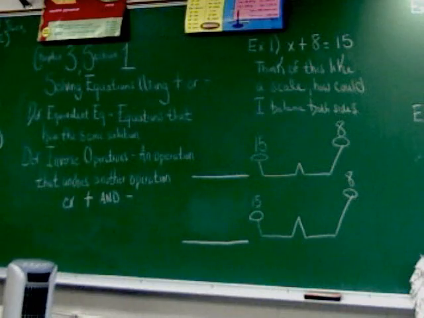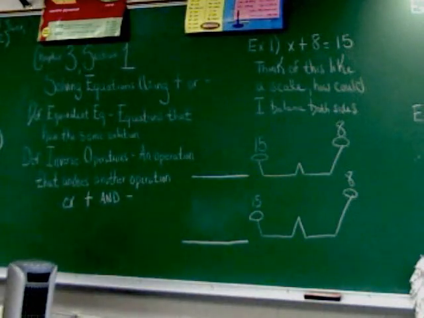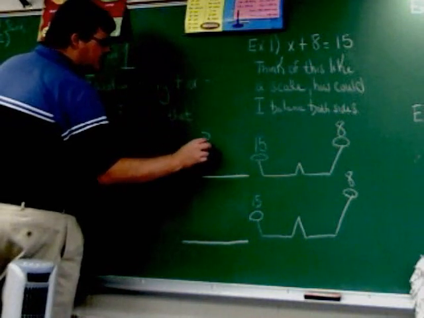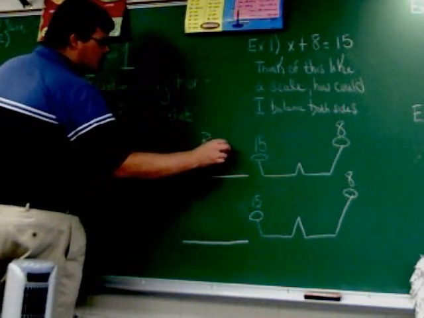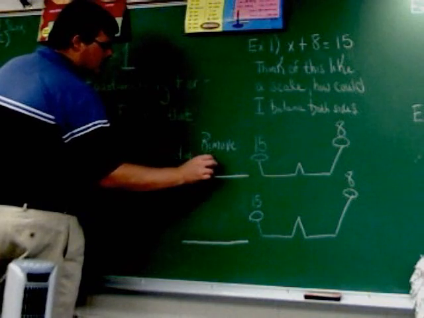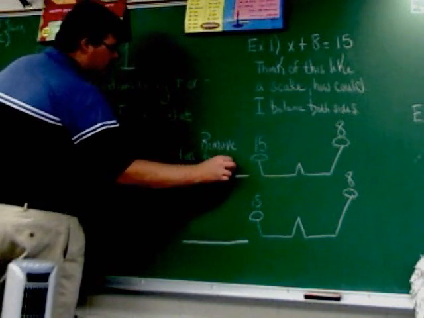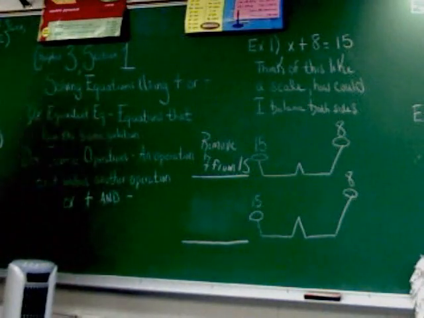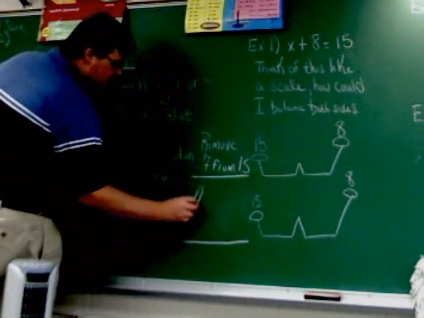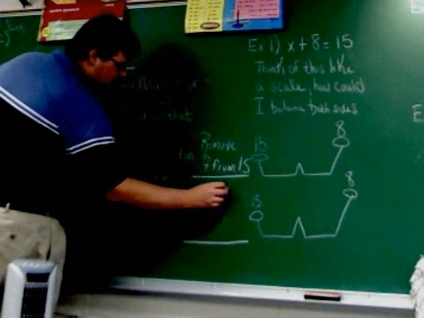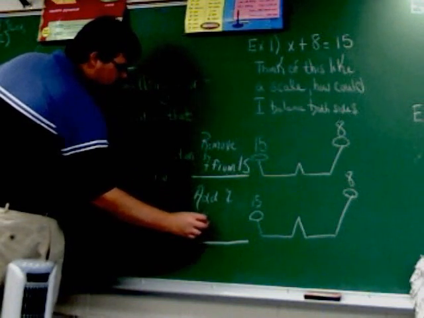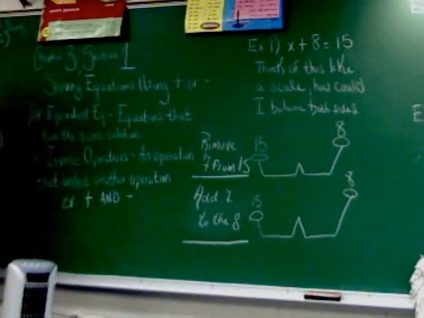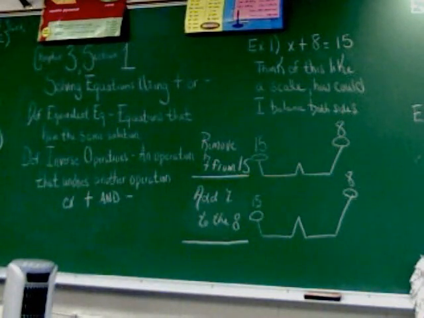Well, there's two different ways I could balance the scales. I could, if I wanted to, remove 7 from the 15. That would give me 8 on each side. Or I could add 7 to the 8. And that would also give me 15 on both sides.